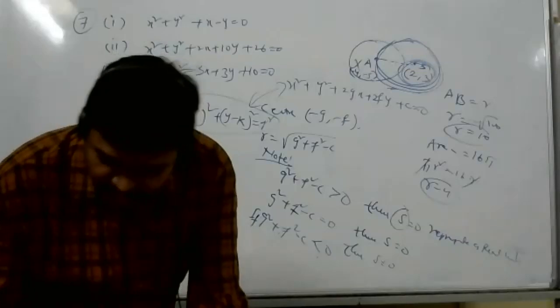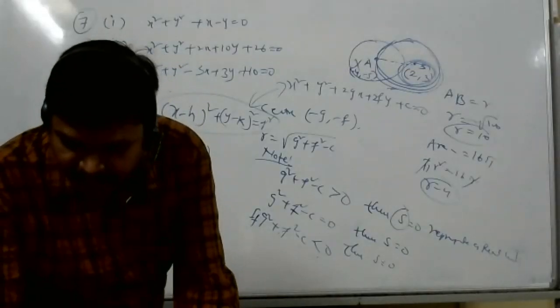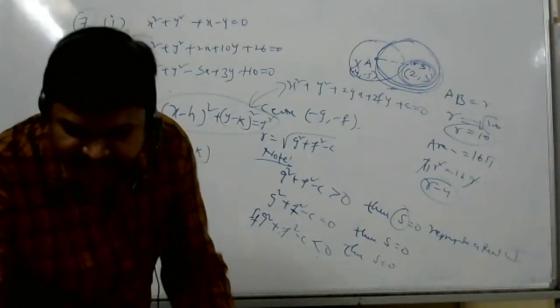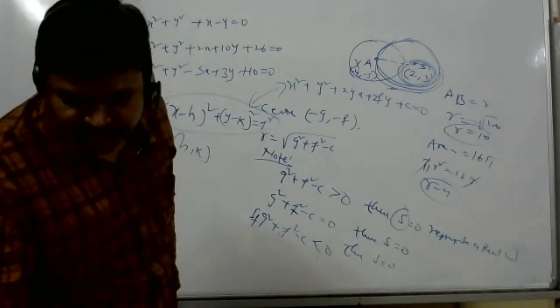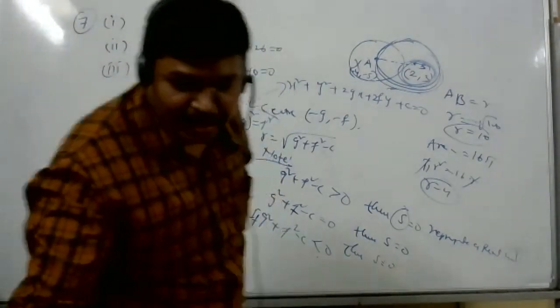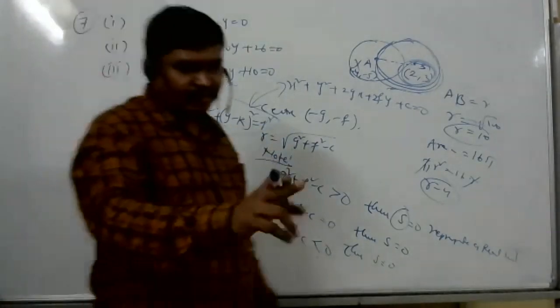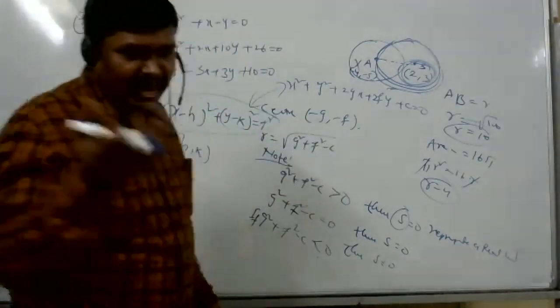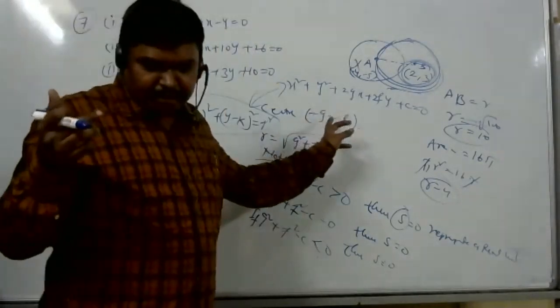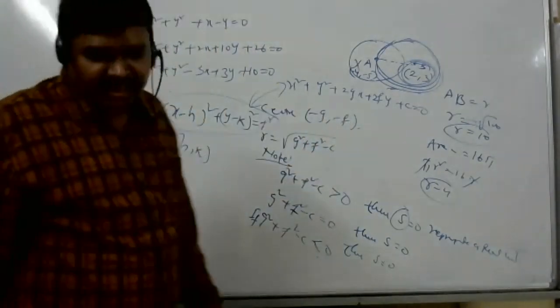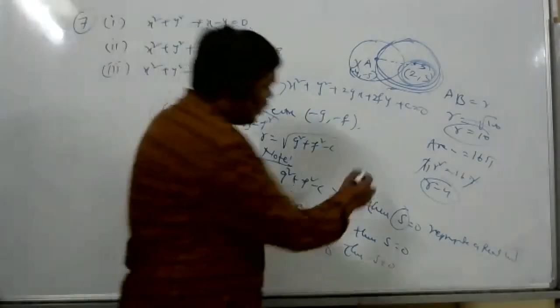Example problem, see. The equation of the circle concentric with the circle x square plus y square plus 4x plus 6y plus 11 is equal to 0 and passing through the point (5, 4). The last but one problem. Yes, sir, I got that, sir.